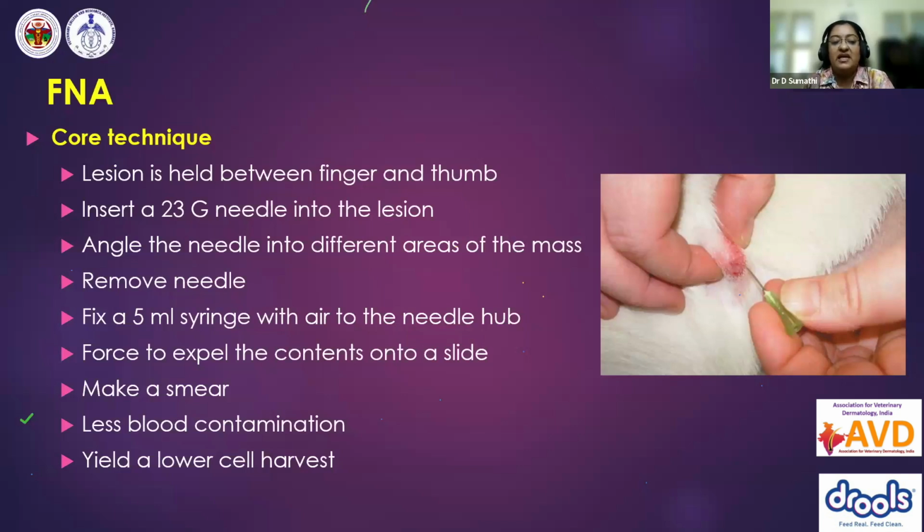Make a smear. Here you have less blood contamination, but the cell harvest may be very low. So this might yield a preliminary investigation for you. This can be done at your facility itself. When you have a stain and when you have a microscope, you can just see into it. And in case you have a doubt, you can send it to the pathologist.